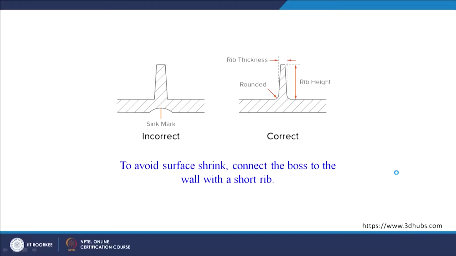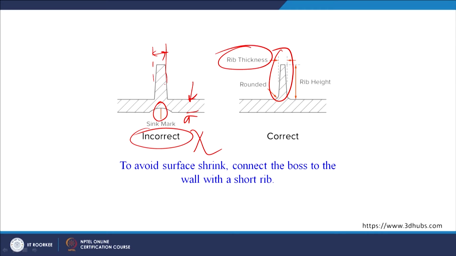Now this is the example. This is incorrect. This is a sink mark which was mentioned in the previous slide, and you can see the average thickness shown here. Now this thickness may be equal to this thickness, which is incorrect, and as we have seen in the previous slide, the rib thickness must be less than the wall thickness, which is mentioned here.